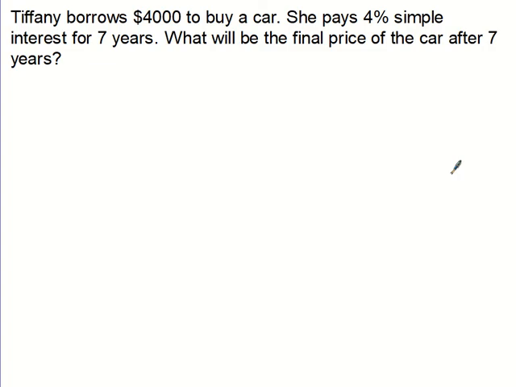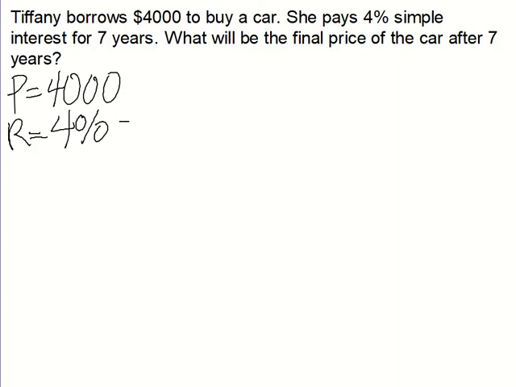Okay, so here's our next example. It says Tiffany borrows $4,000 to buy a car. She pays 4% simple interest for 7 years. What will the final price of the car after 7 years be? Okay, now even when we borrow, it's the same, right? So principal equals 4,000 and rate equals 4%, but we need to move our decimal over twice. So 4/100ths, and then time will be 7.